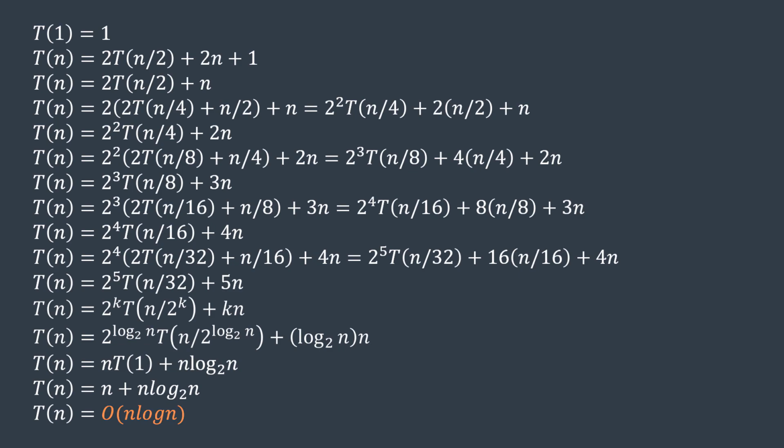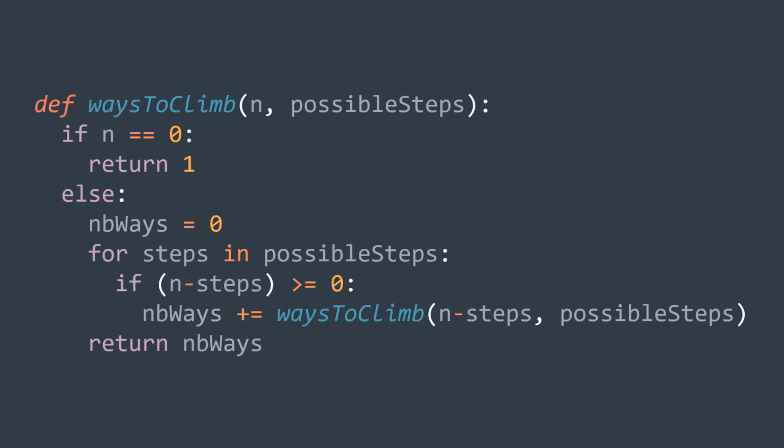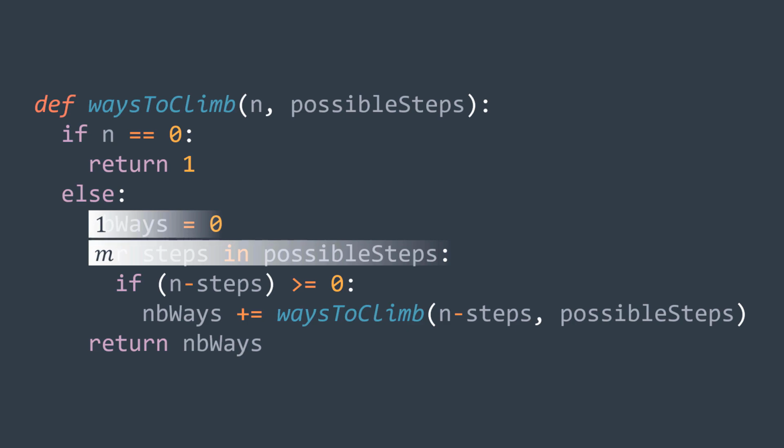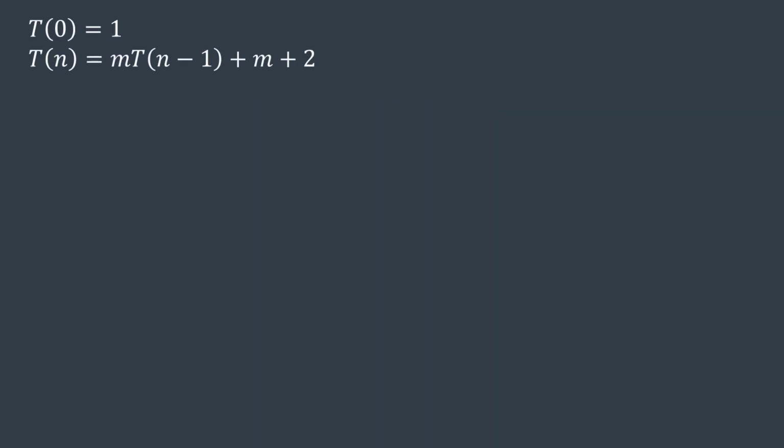Last example, ways to climb stairs. The base case is when n is 0 and we just return 1, so we have one operation. We write T of 0 is equal to 1. And in the recursive case, we are creating nb ways, one operation, traversing the m possible steps while comparing and calling T of n minus 1 in the worst case. And in turn in nb ways, one operation. The total is m times T of n minus 1 plus m plus 2, but we can simplify m plus 2 to m.